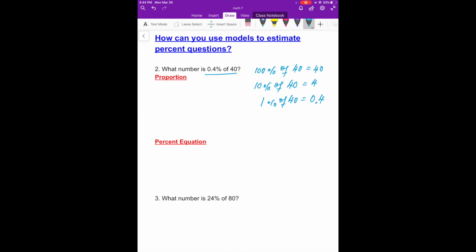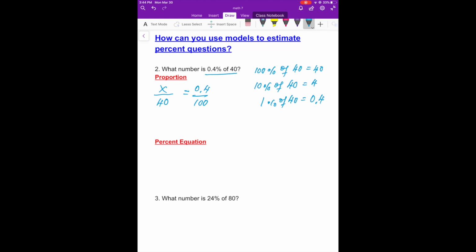So let's try to use proportion. So you already know one ratio is 0.4 over 100 because it's 0.4%. So the fraction form is that, and the total, the whole, is 40. 100% of 40 is 40, and we don't know what 0.4% of that is. So x over 40 is equal to 0.4 over 100 is the proportion for that.